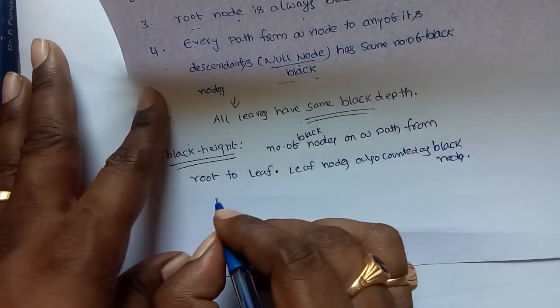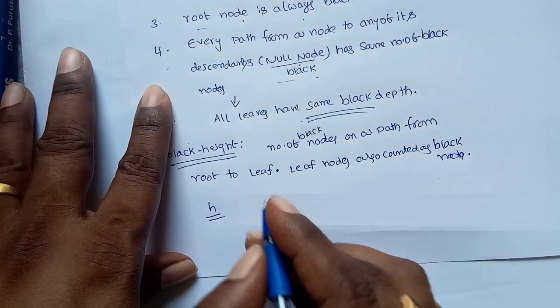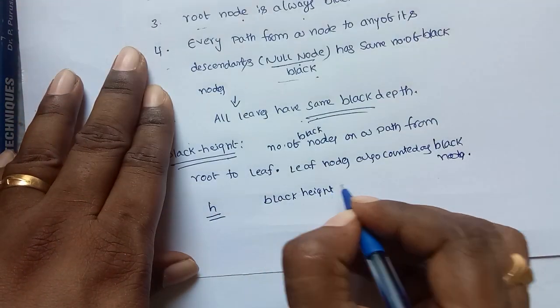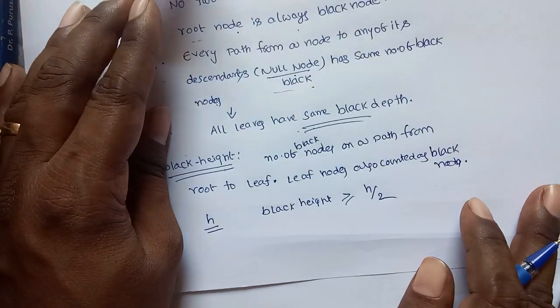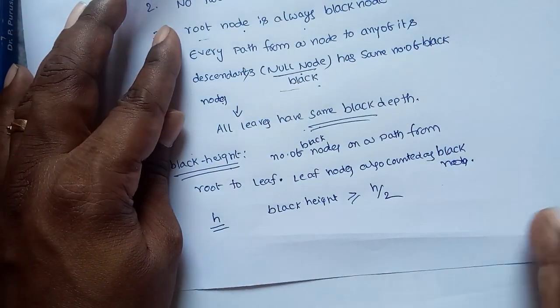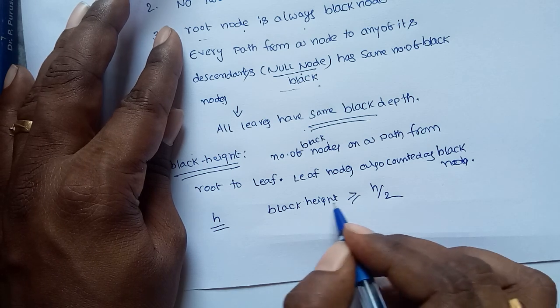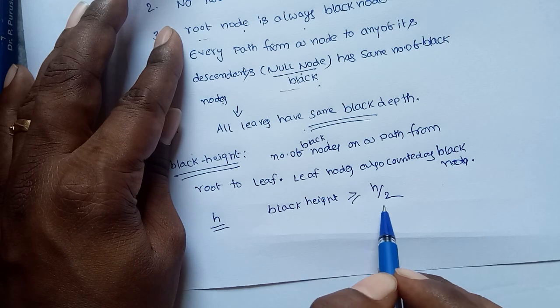For example, h is the height of a red black tree. If h is the height of a red black tree, then remember the black height is greater than or equal to h by 2. The black height is greater than or equal to h by 2 because there is a chance that half of the nodes are red nodes. And since no two consecutive red nodes are allowed, there must compulsorily be more than one black node.